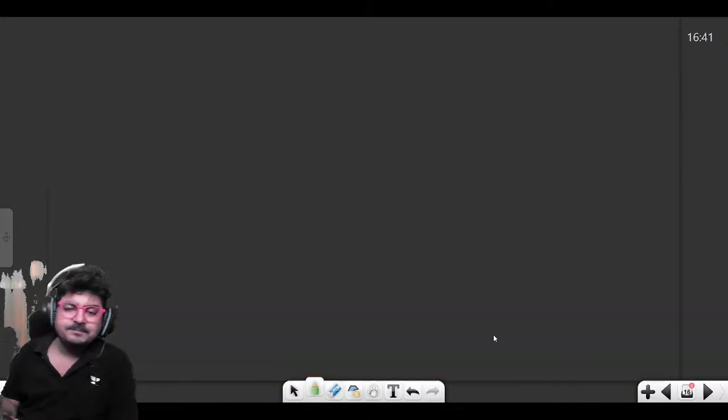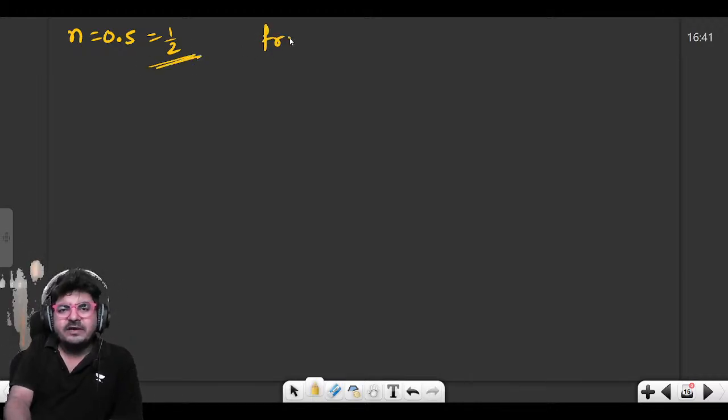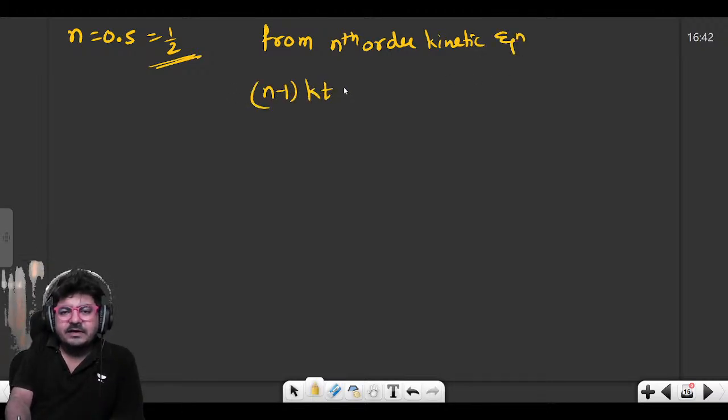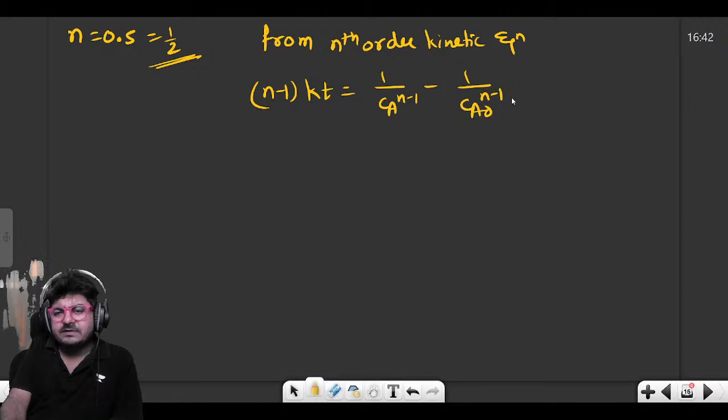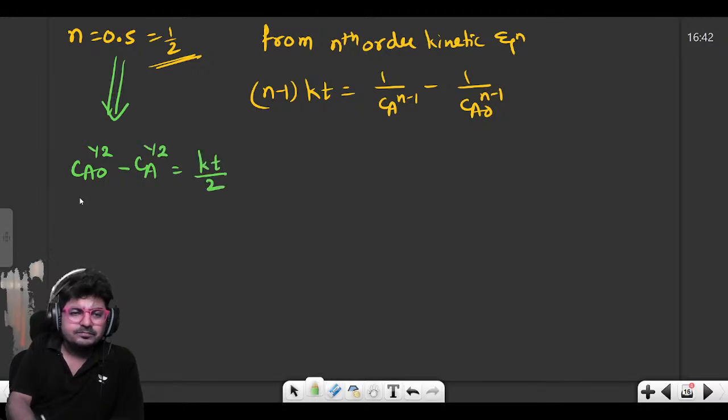Okay, let's try it. So you are given the order of reaction as 0.5, or you can say 1/2. Here you know that from the nth order kinetic equation, (n minus 1) kt equals 1 upon Ca power n minus 1 minus 1 upon Ca naught power n minus 1. The kinetic equation for this will become Ca naught power half minus Ca power half is equal to kt upon 2.